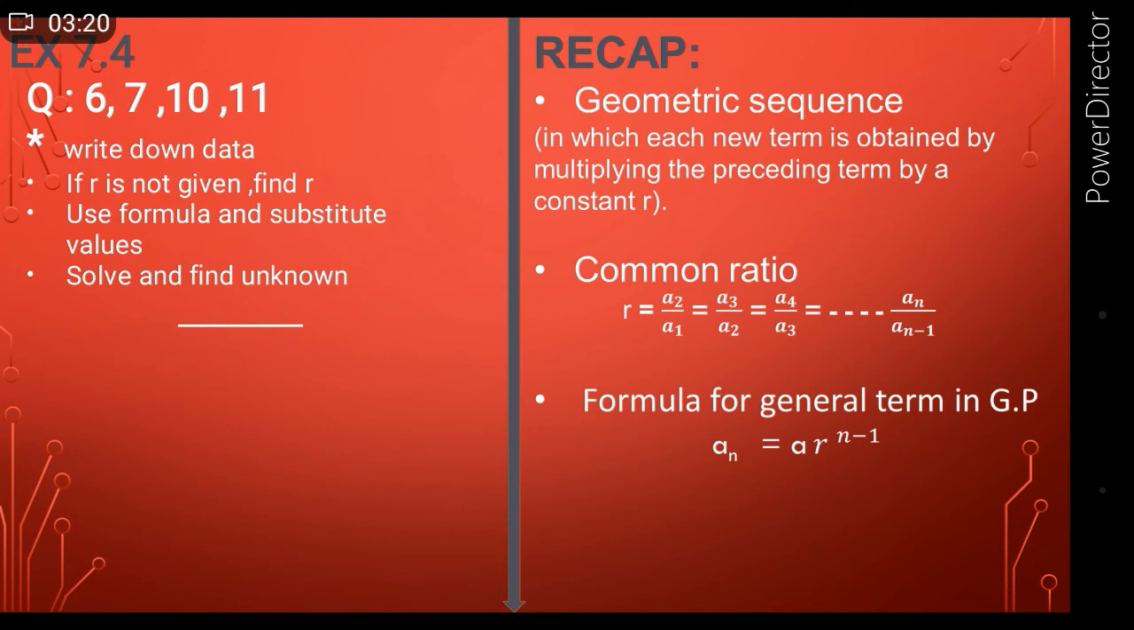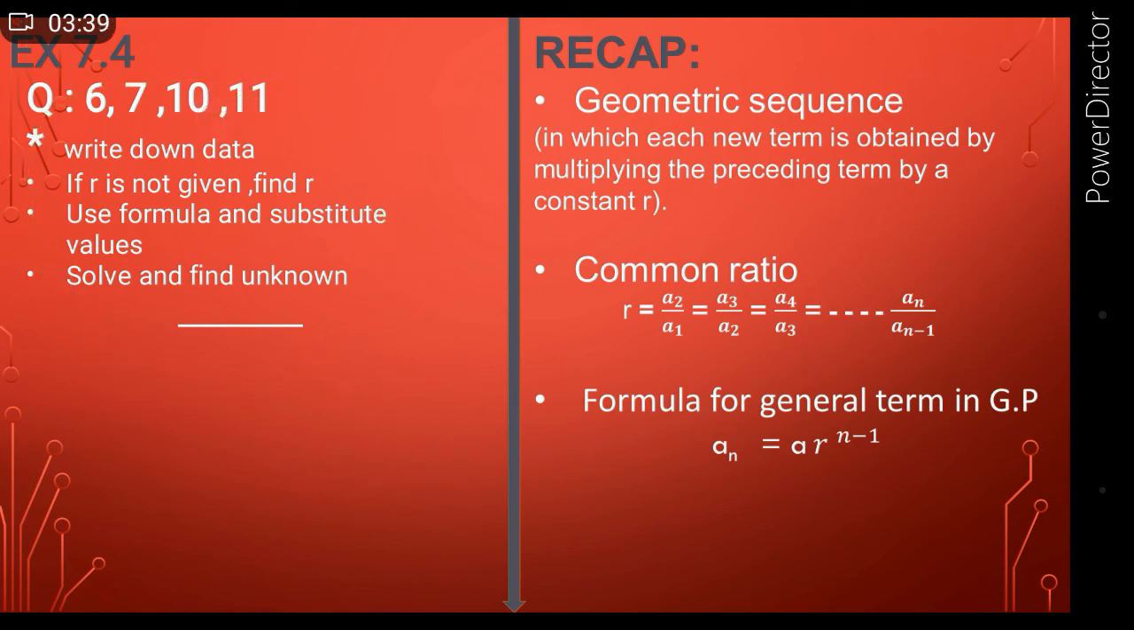So by using this method, what is the method? Write down data. If r is not given, find r, use formula, substitute values, solve and find the unknown. These are the key points to solve your questions.